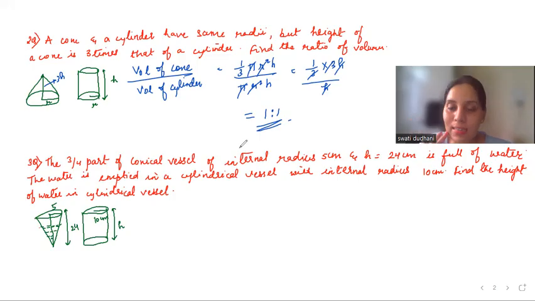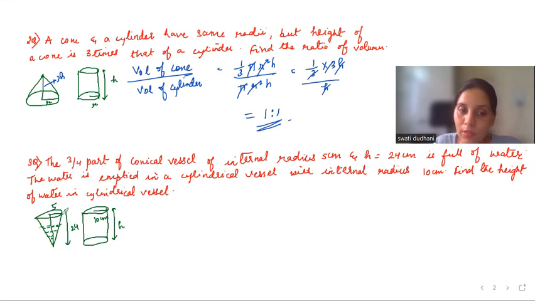So everything gets cancelled. For easy calculations, you always reduce everything and the leftovers you need to multiply and divide. All right, now moving on to the next one. The 3/4 part of a conical vessel of internal radius 5 and height 24 centimeter is full of water.